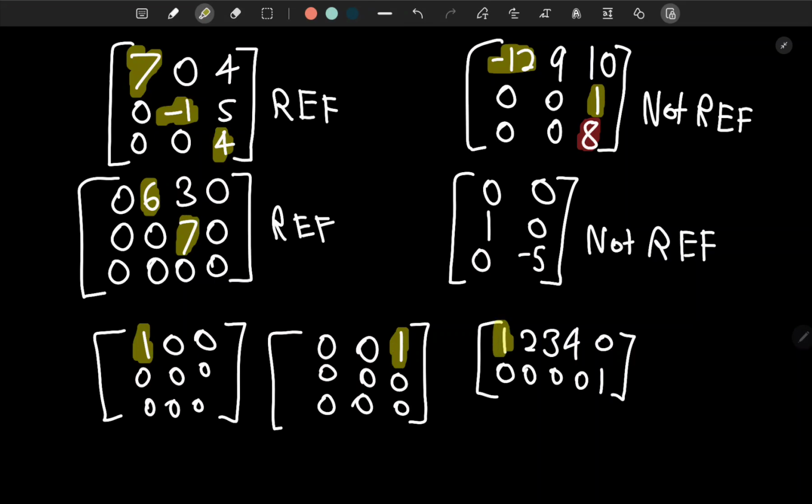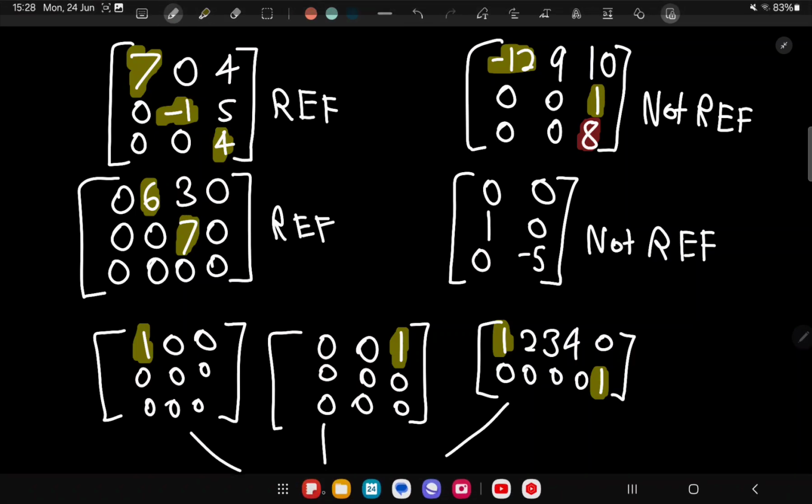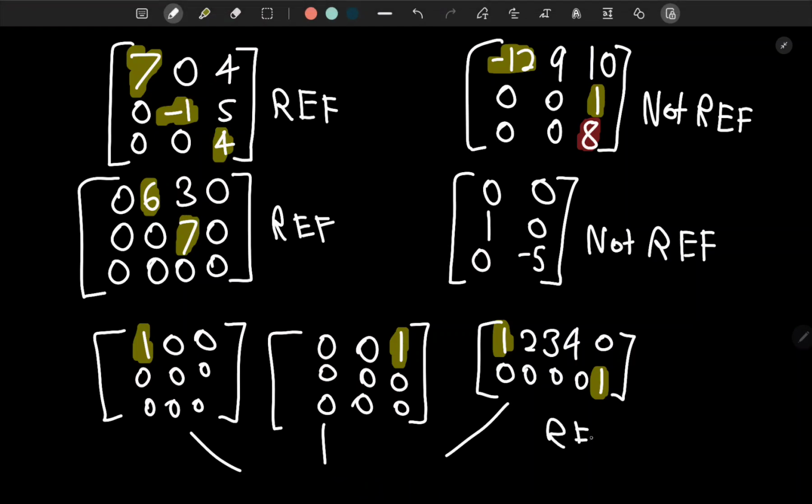And in our last question, we have 1 as our first pivot. Now we again look down and to the right. So we have 4 zeros and then a 1. This 1 is our next non-zero element in the next row, right? So this is our second pivot, and we don't have any non-zero values below it, so this is also in REF. So all these three are in REF.